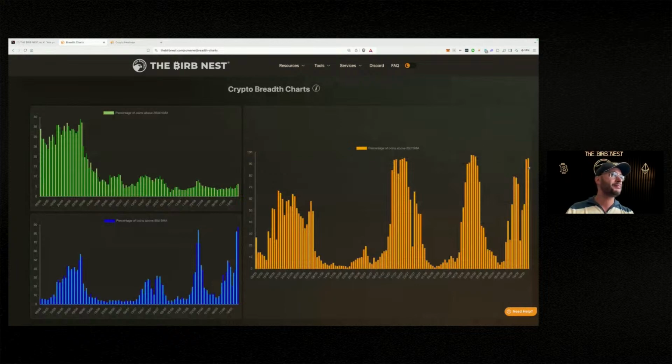So as of now, 94% of all Binance USDT pairs are trading above the 20 MA, which is a good sign because it means that there's a lot of coins showing strength. However, this is the 200 MA. As of now, 6.3% of all Binance USDT pairs are trading above the 200 MA.